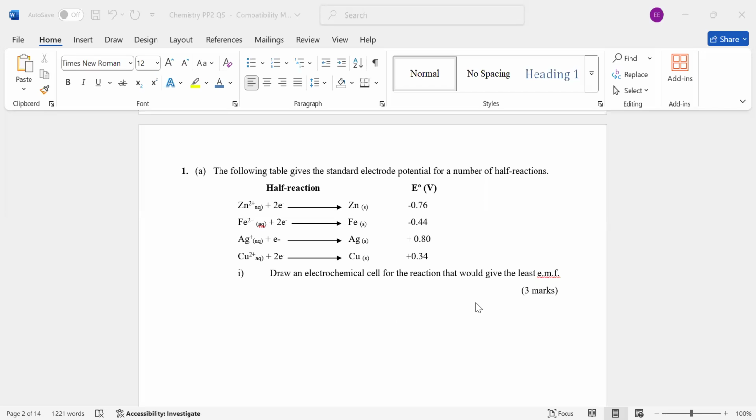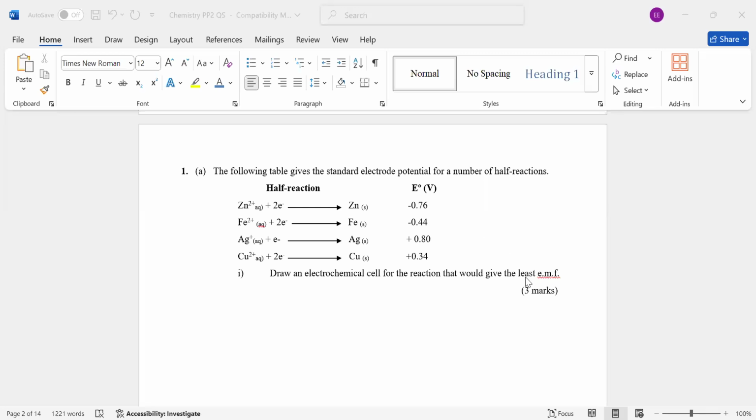Now, actually the answer is zinc and iron. And I've just said they have the closest EMF. The E value of zinc and the E value of iron, they're close. And that is what will give you the least EMF. So that is something that you're supposed to know.